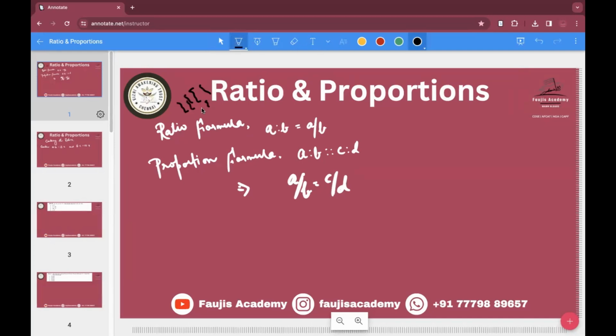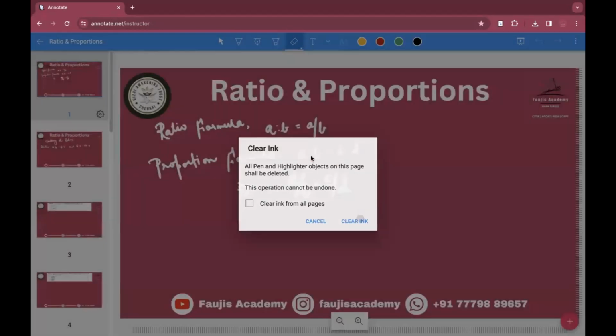Annotation visible, guys? Yes, sir. Good. Thank you so much.